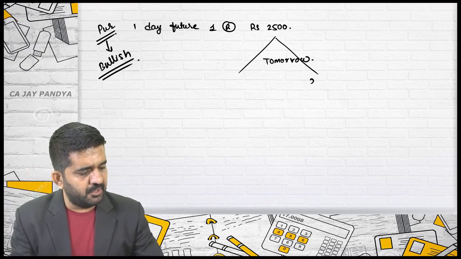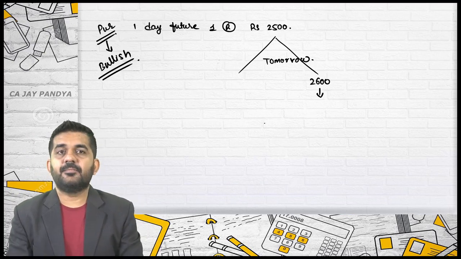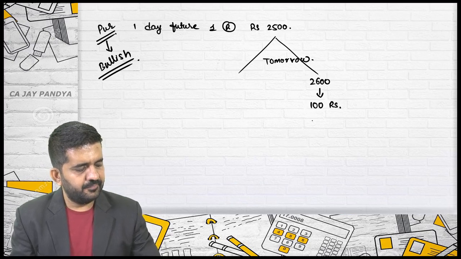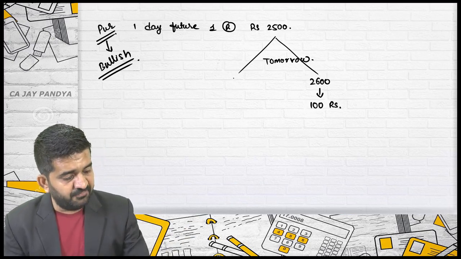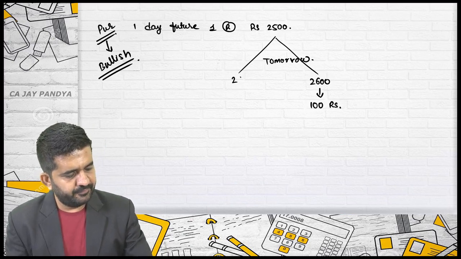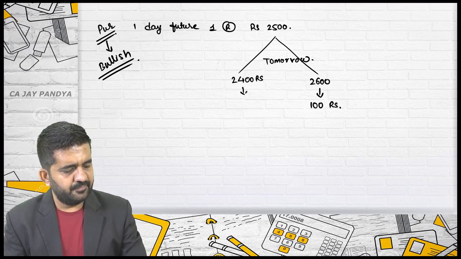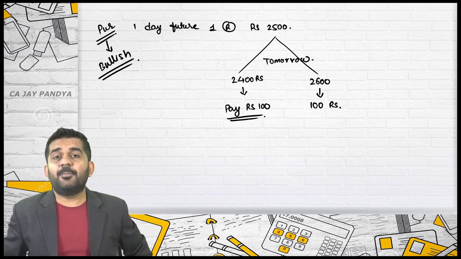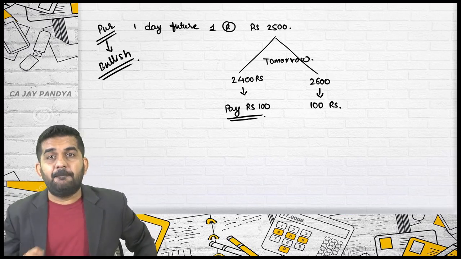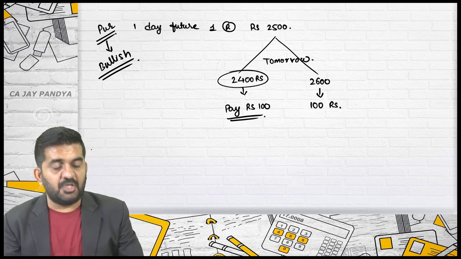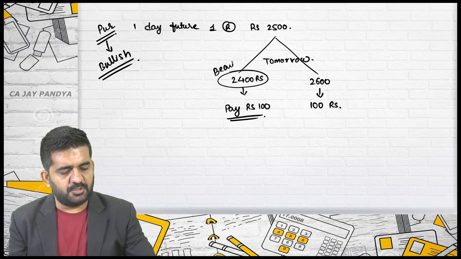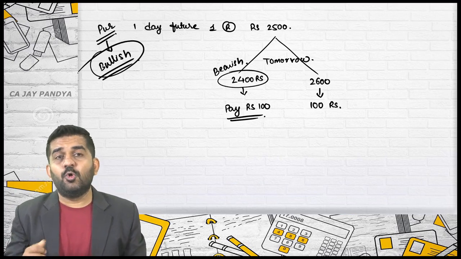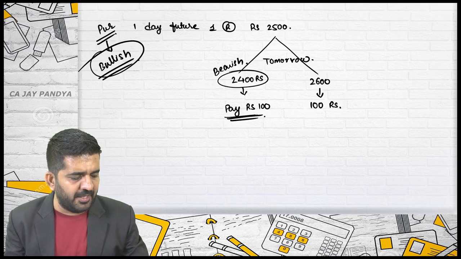Tomorrow, if the price becomes 2,600 rupees, I will be getting 100 rupees. But if the price becomes 2,400 rupees, then I will have to pay rupees 100. See what my broker will say? That Jai sir, pay me rupees 100 because the price has become 2,400. Market was bearish. You were bullish. You will have to pay. The settlement will be done by differences. So I'll have to pay rupees 100.